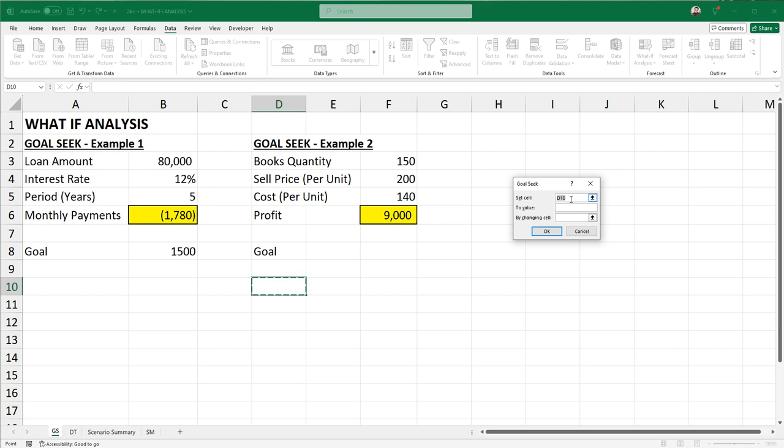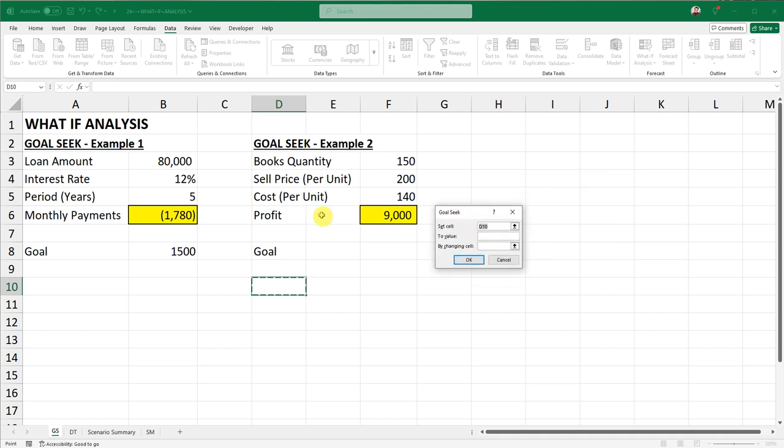Try to understand it. We have three fields. Number one field is Set Cell. So we need to set the cell of monthly payment, which is B6, to negative 1500. Why negative 1500? Because it is a cash outflow. Whenever cash is going out, it is shown as negative, right? So it is a cash outflow. We need to set B6 to negative 1500 by changing cell.